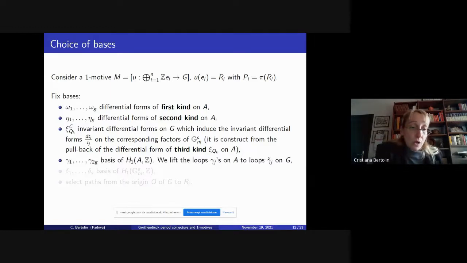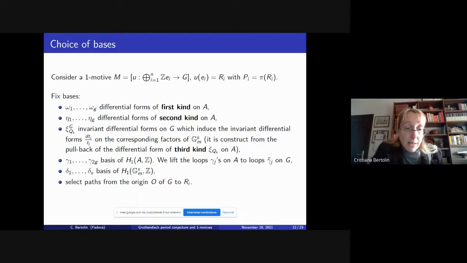Then we choose loops on the abelian variety, gamma_1, ..., gamma_2g, and we lift these loops on A to G. This is possible. And then we take a basis of the homology of the torus. And in order to conclude, we select a path from the origin of G to the point R_i, which lives in G. The points R_i live in G, and they live above the points P_i in A. So now we have all these differential forms, we can integrate, and we get the period matrices.